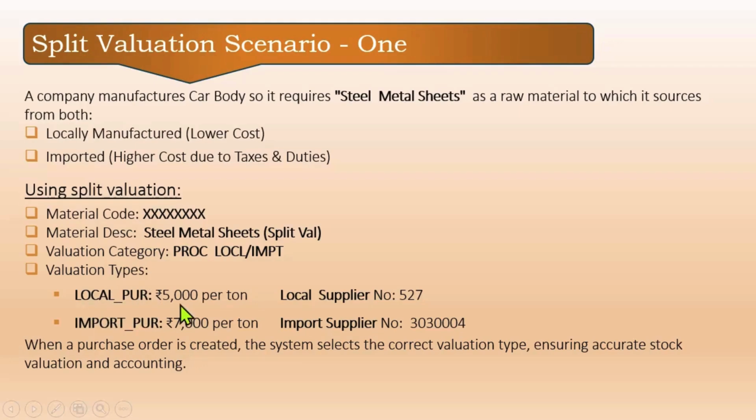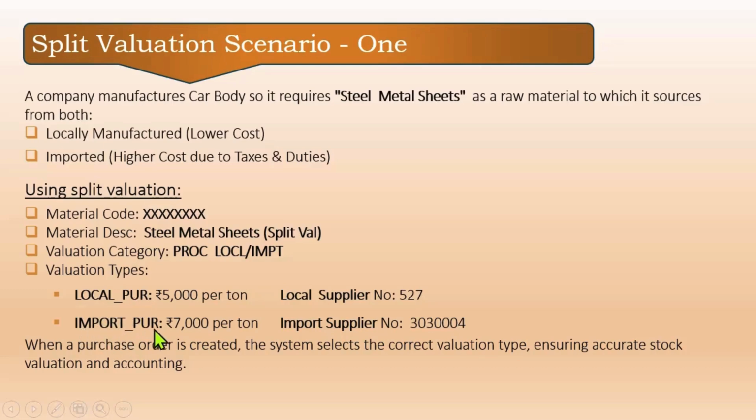Local purchase, let's say the material will cost you around 5,000 per ton. So that's a local supplier. So we have to create two suppliers. One is local, one is imported, a foreign supplier. So for local, we will assign the valuation type, local purchases. The 10 characters is the limit.